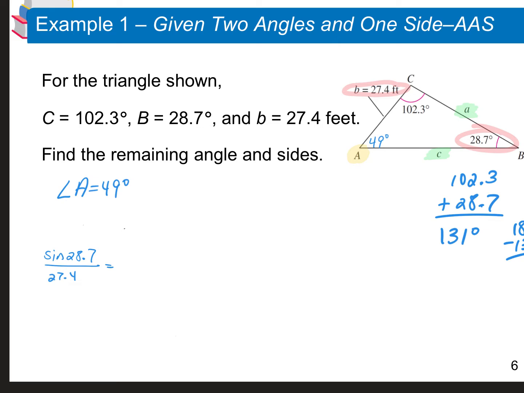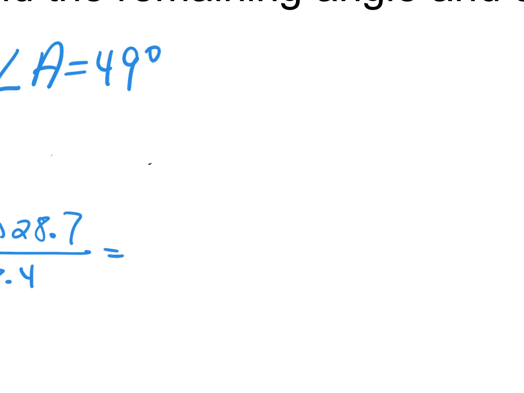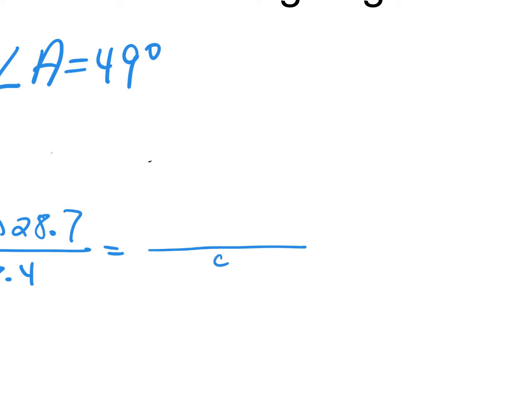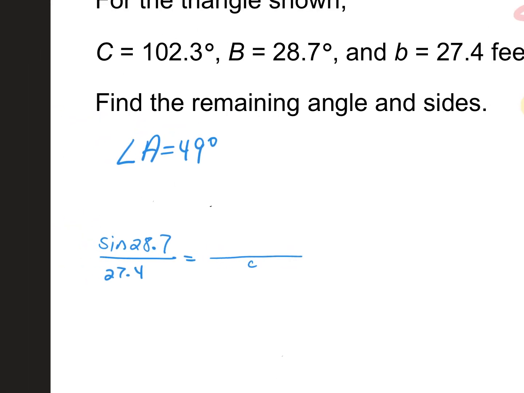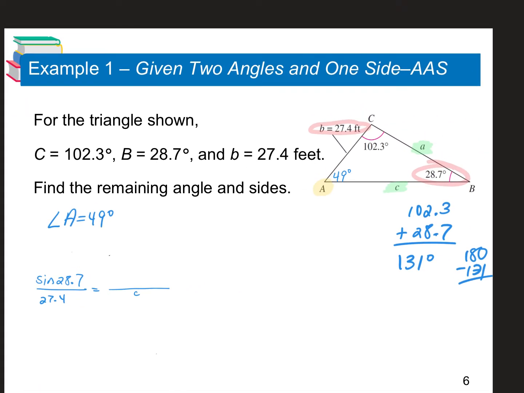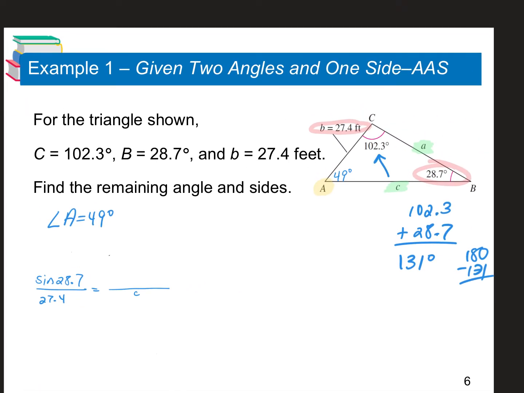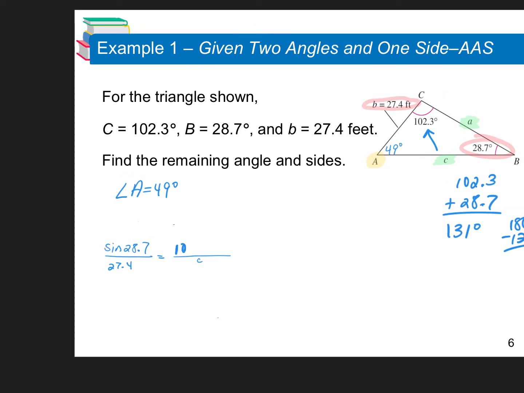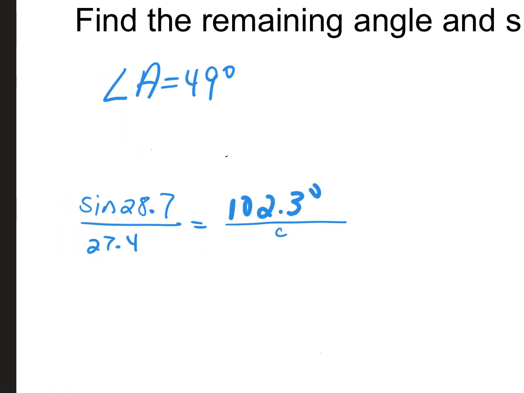Doesn't matter which one you solve for. You could do either one. What do you guys want to solve for? C. Okay, we'll solve for C. So I don't know what C is. I'm looking for side C, so it's going to go on the bottom, right? You guys agree? Okay, so what is the corresponding angle that goes with side C? 102.3 degrees. That right there is the geometry pre-calc part of this lesson.